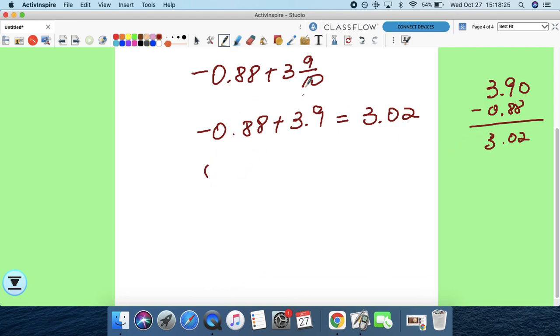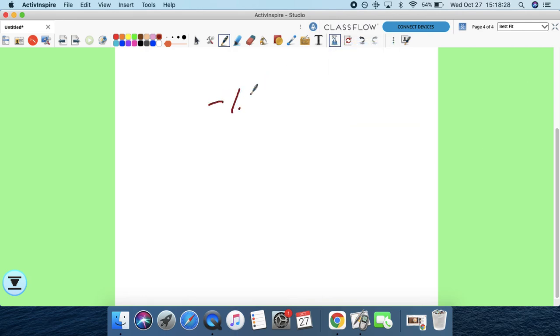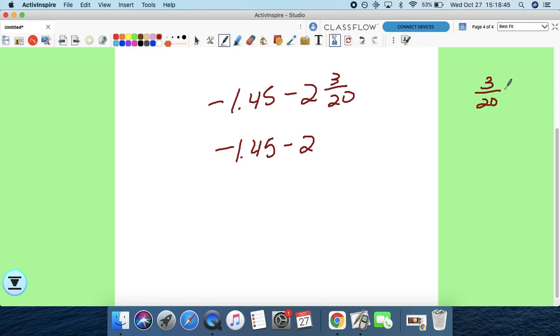Last one, yay. Negative 1.45 minus 2 and 3/20. So I can change this to decimal. So 1.45 minus 2, and I'm going to change the 3/20 to something out of 100. Okay. So something out of 100, the 20 would be times 5, so the top would be times 5. So I write 15 over 100. And again, going through the process, this would be 2.15. Sorry, 15 out of 100, 2.15.